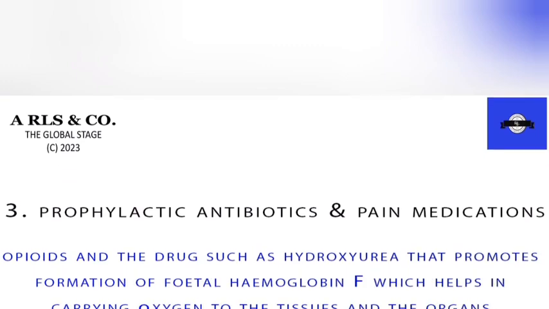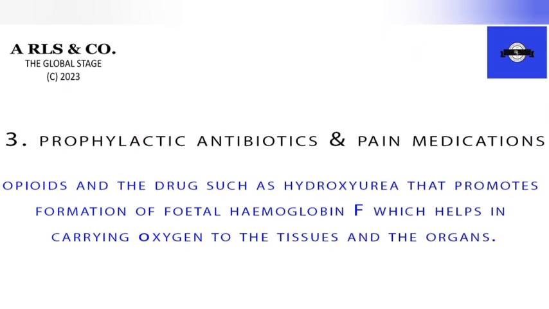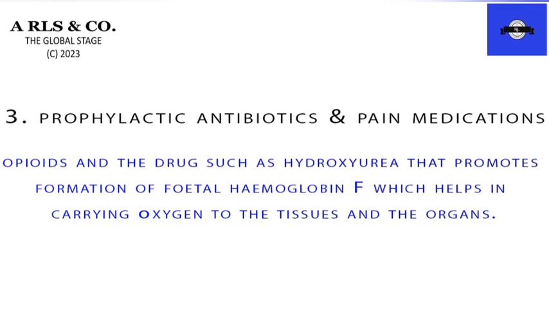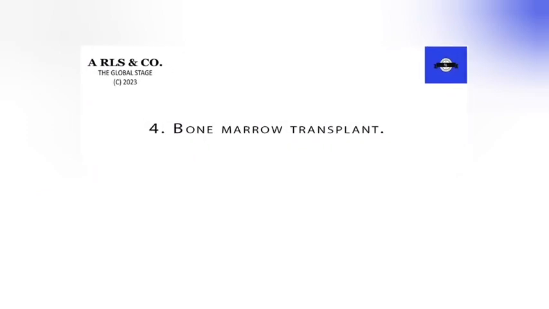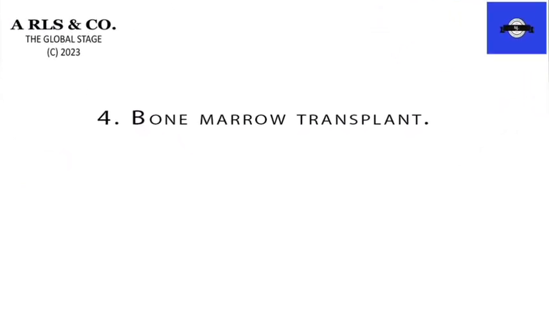Number 3 is prophylactic antibiotics and opioids. The drug called hydroxyurea helps promote the formation of fetal hemoglobin F, which helps in carrying oxygen to the tissues of the human body. Number 4 is another complicated procedure called bone marrow transplant.